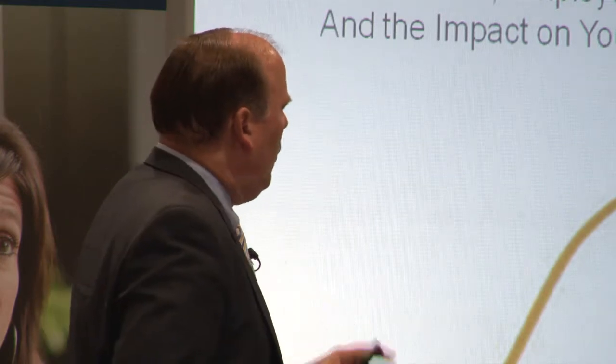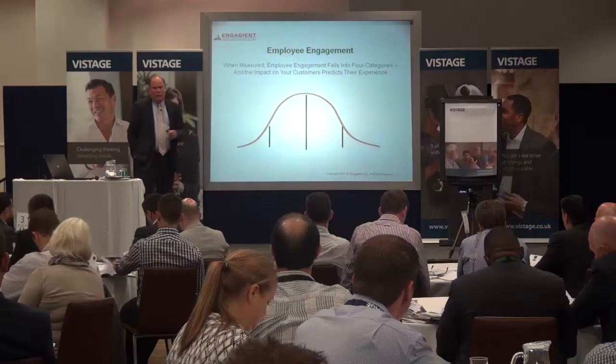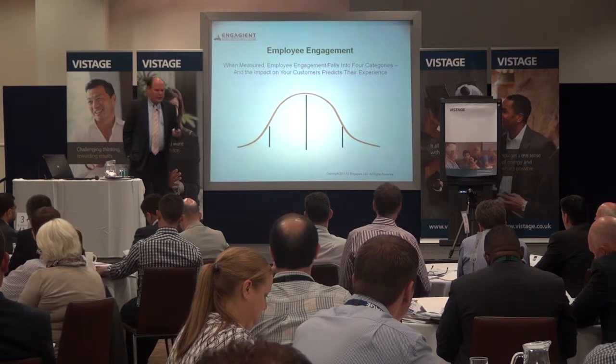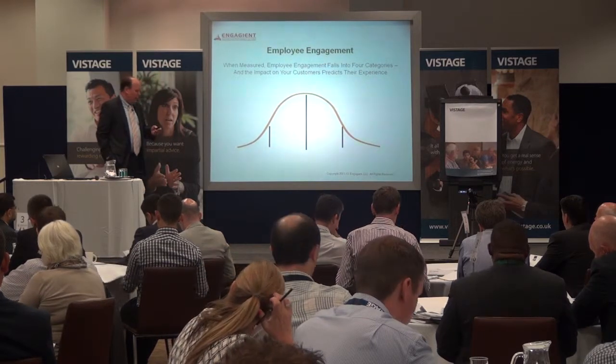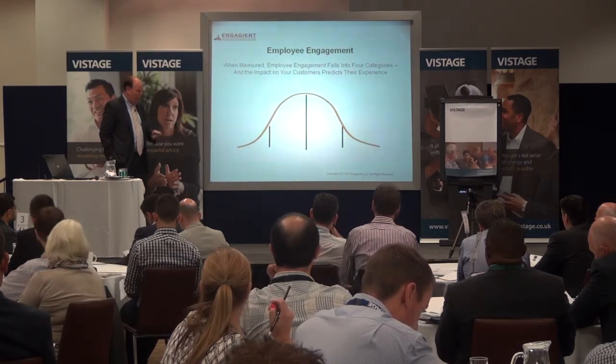You can't manage what you don't measure. So measuring engagement is one of the first things you want to consider doing. What does it look like when you do measure it? Well, it looks like a bell curve. Not symmetrical like this, sadly, but it is essentially a bell curve. It just means that most of the population is huddled around the mean.